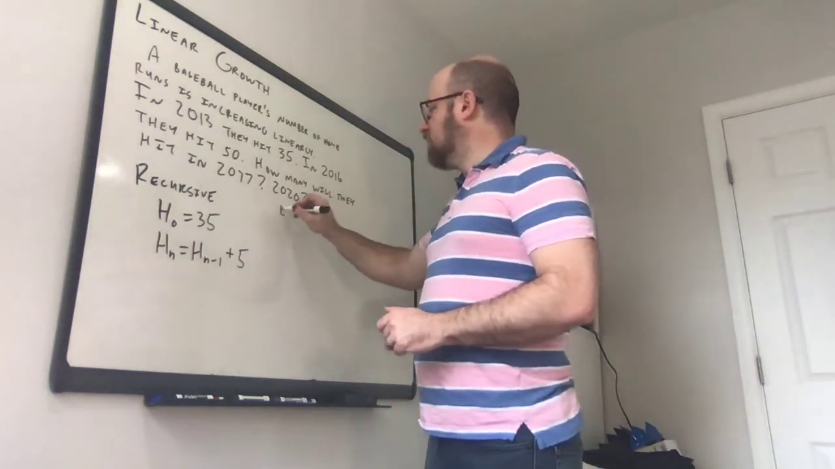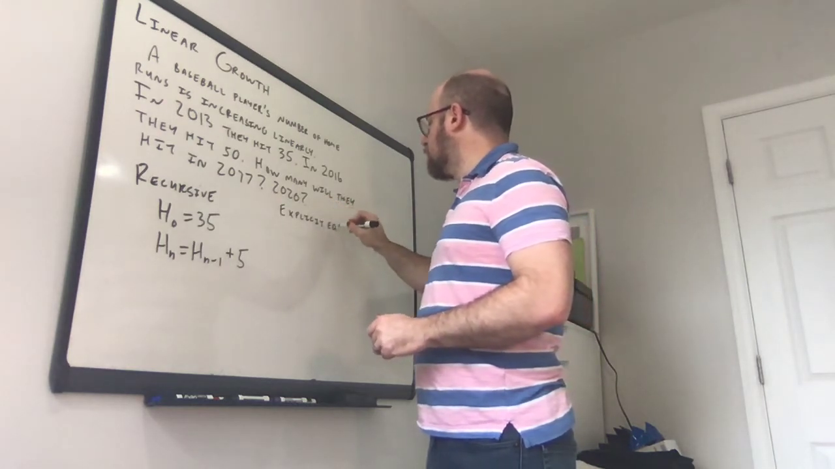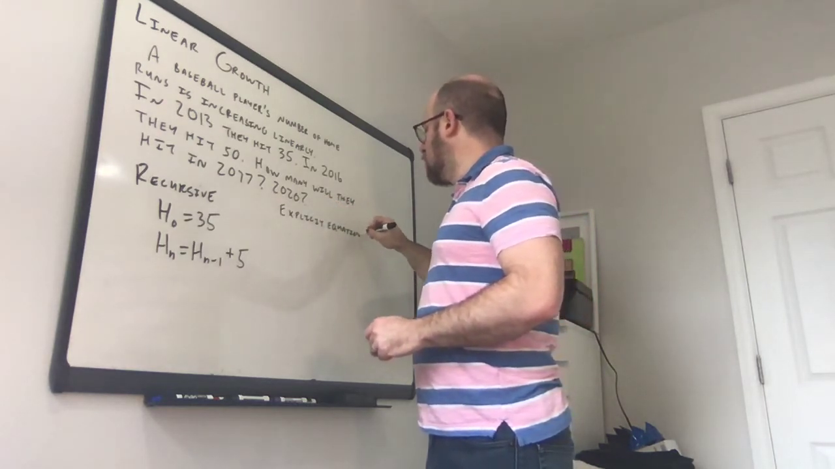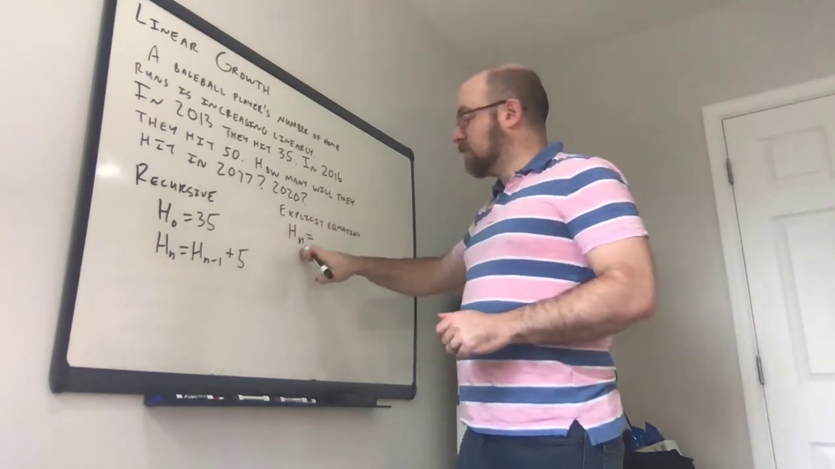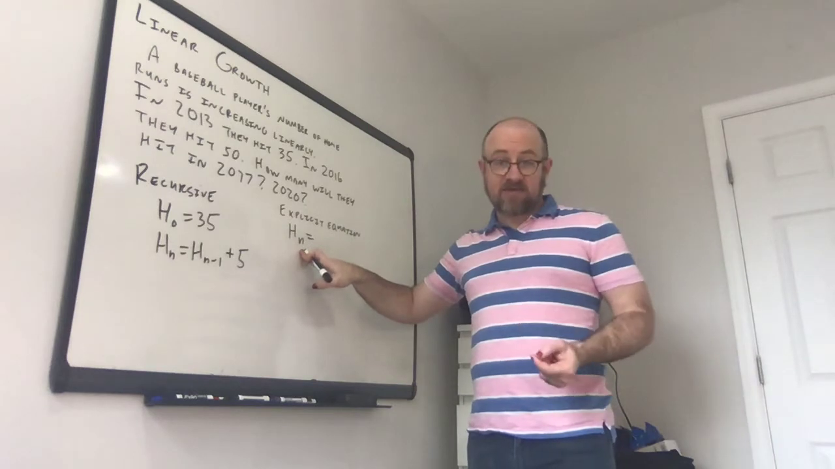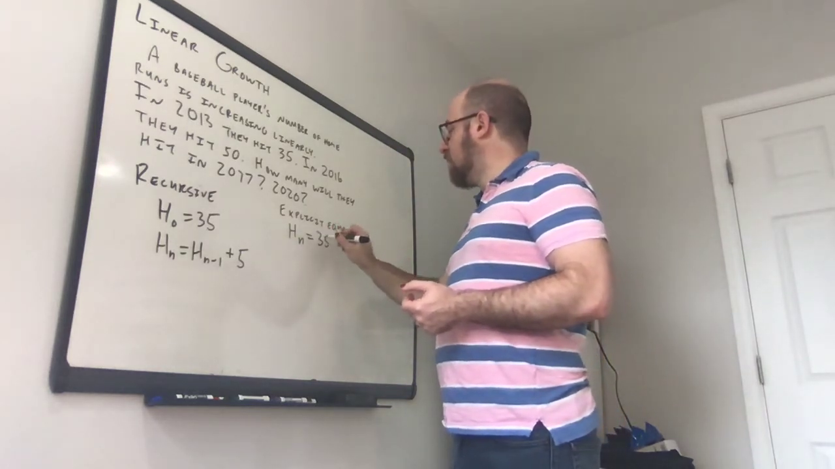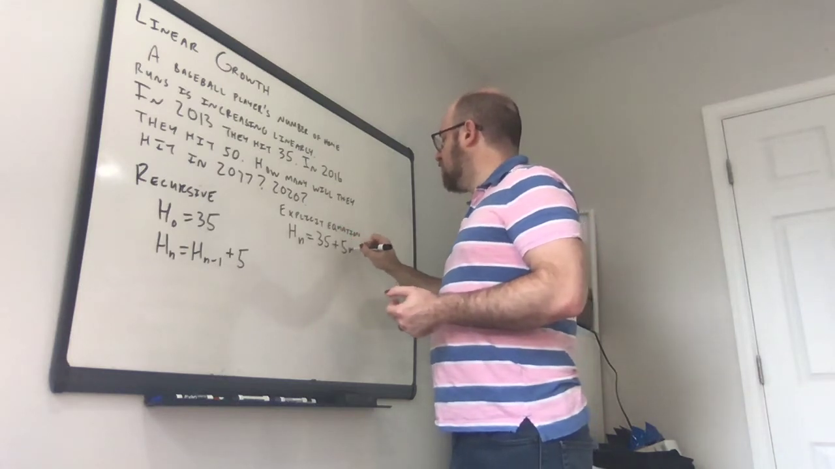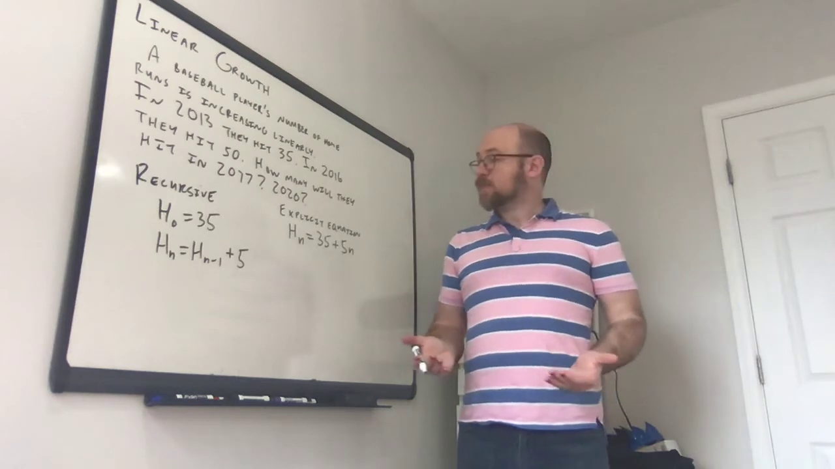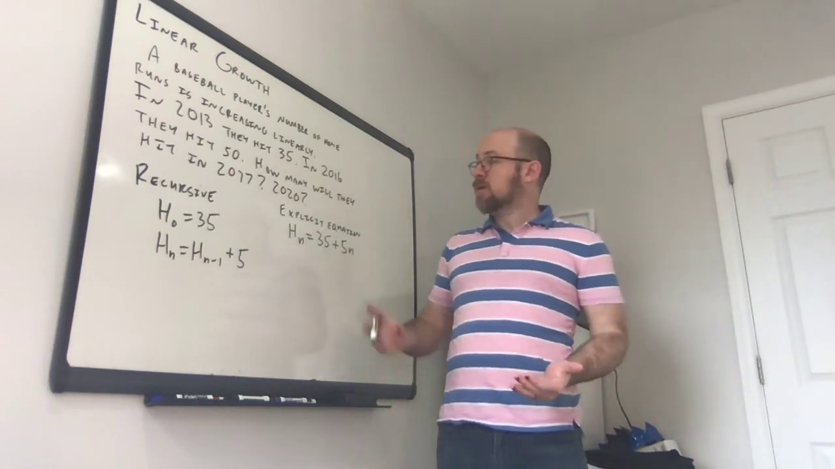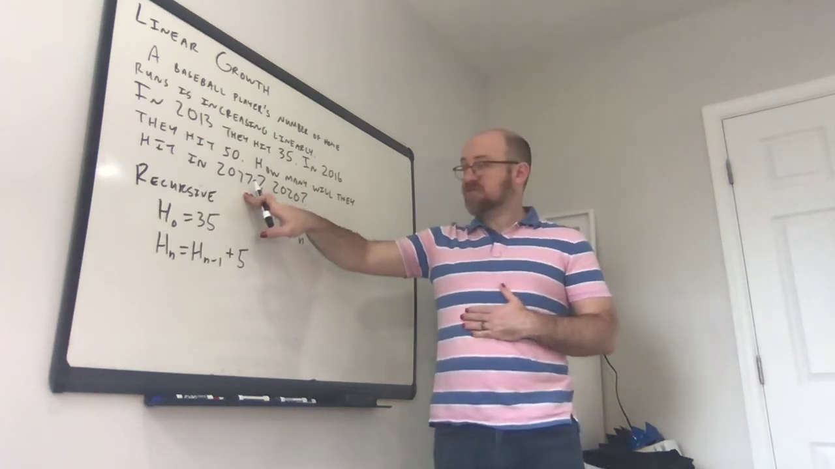And then our explicit equation takes the same numbers, right, and writes down directly h sub n, so the number of home runs n years after 2013 is 35 plus 5n. Okay? So those are our two equations. We can use either of them to figure out the answers to our questions here.